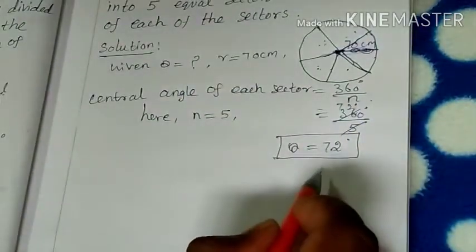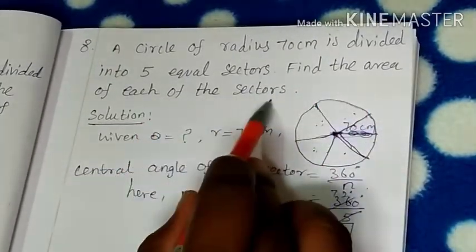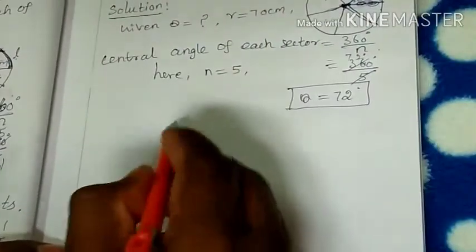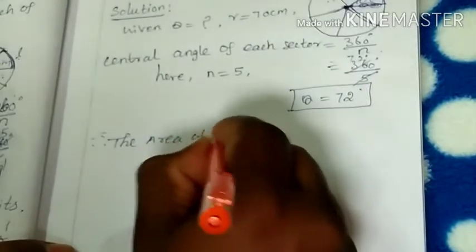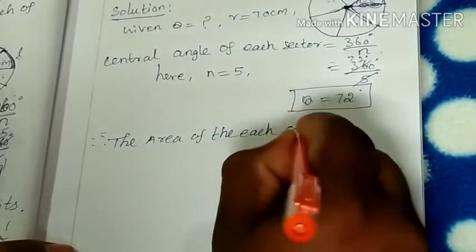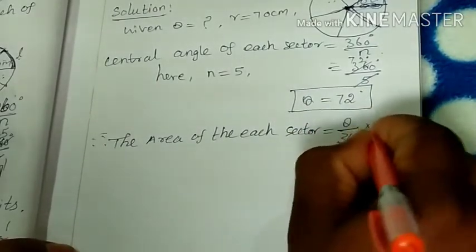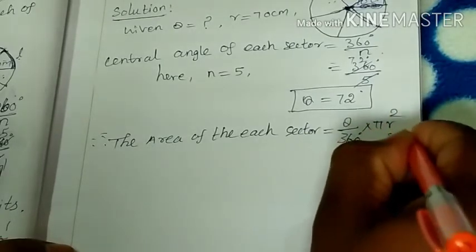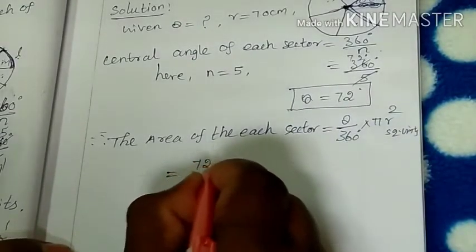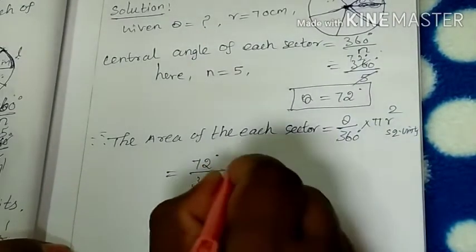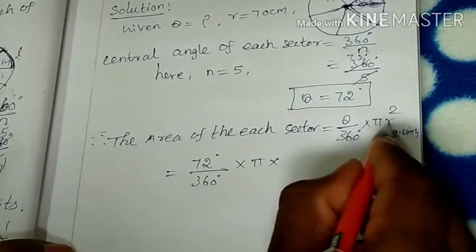So theta and r are known, then find the area of each sector. Therefore, the area of each sector is equal to theta divided by 360 degree into pi r square units. This is your formula. So theta value 72 degree divided by 360 into pi, which is not given in this question, so pi into r square.